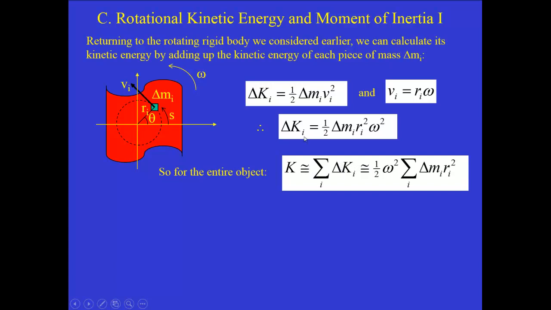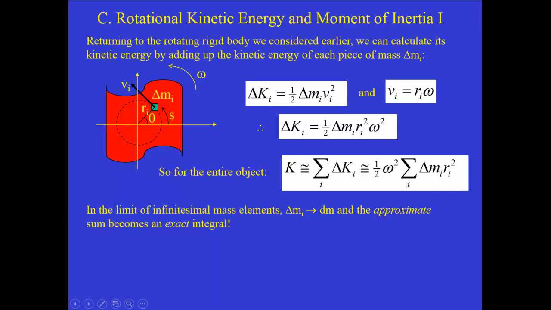And so what we can do with this delta k sub i, put that into the summation, and what can come out of the summation is any term in that expression that's the same for all the pieces. 1/2 is just a constant, right? Omega, now, the argument that I made was that the omega is the same for any point on that object, because if it rotates through one revolution, all the pieces of the object do that in the same amount of time. So omega comes outside the summation, and what's left is the summation of all of these mass elements times the radial distance that those mass elements are from the rotation axis.